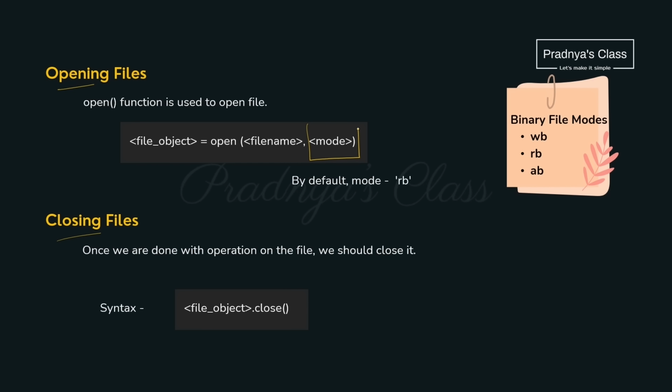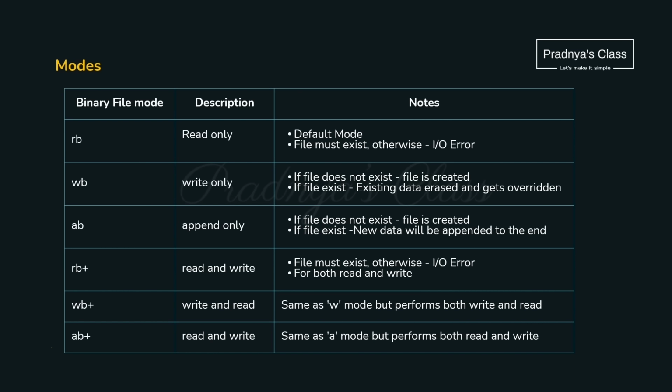The only difference will be the mode. In case of a binary file, we use these modes: WB, RB and AB. In case of a text file, we use W mode, R mode and A mode. Here we just need to append B, which indicates these modes are used for binary files. So look at the table of different modes.